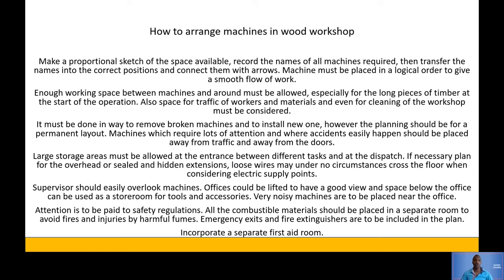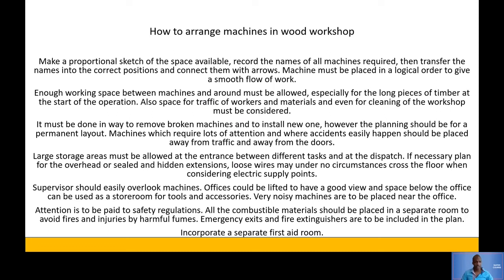So make sure that you plan it properly, have enough working space between machines, so that it will be easy to navigate and walk around and through them. It must be done in a way to remove broken machines and install new ones. This is just a maintenance plan. You should have a maintenance plan, and there should be enough space to maintain the machines and replace them if they break down with new ones.